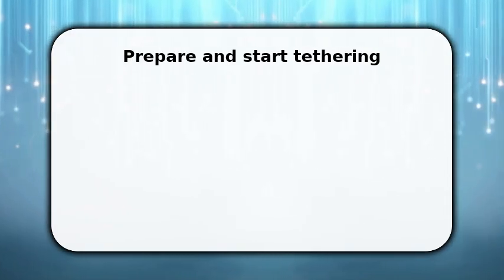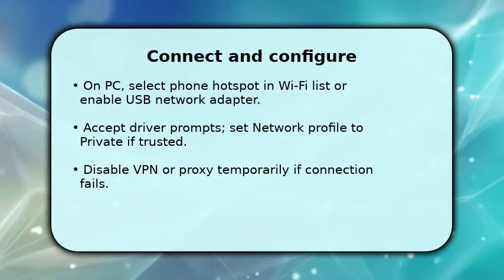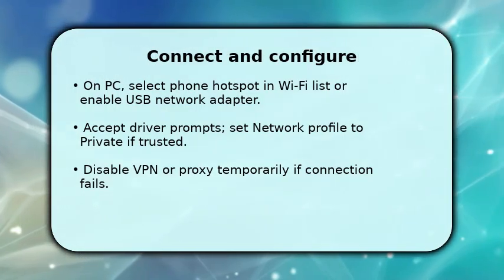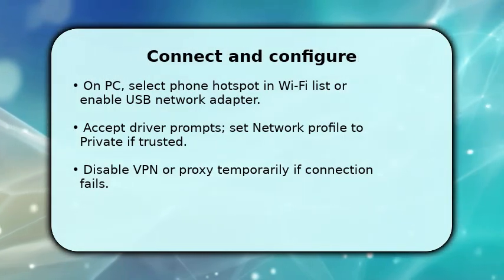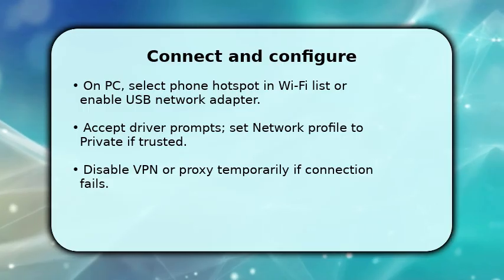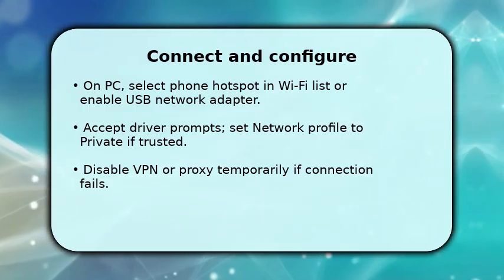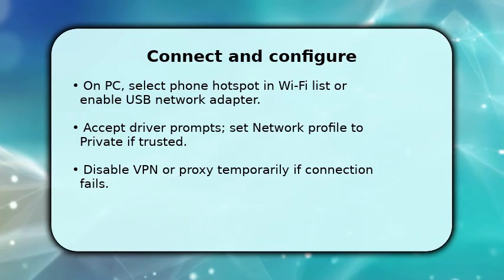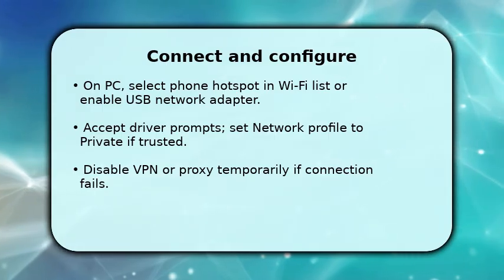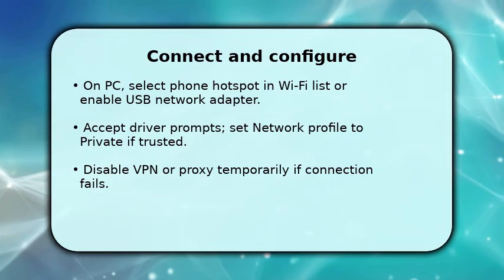On your computer, search for the phone hotspot name and click Connect. Enter the password when prompted. If you used USB, open Network Settings and enable the new adapter. Windows may label it as Ethernet. Mac OS shows it under Network. Set the profile to private so file and printer sharing works if you need it.